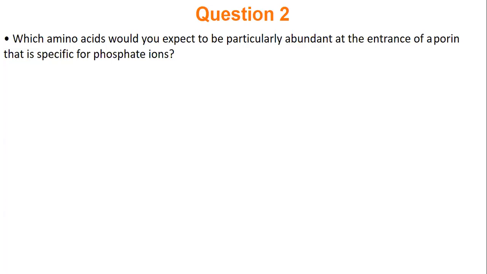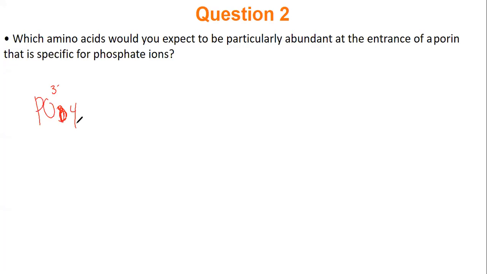We've been talking about boring sugars. Well, sugars aren't boring, proteins are just cooler. So what type of amino acids, or what 2 amino acids would be at the top of a porin for phosphate? Phosphate's PO4 3-.